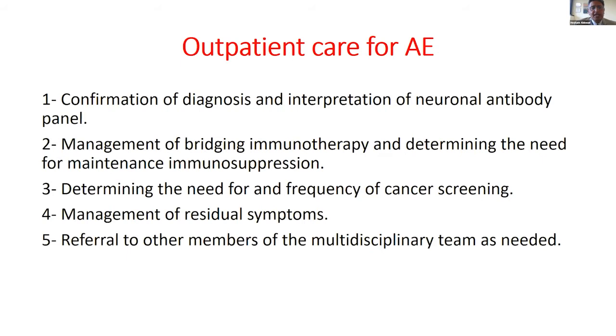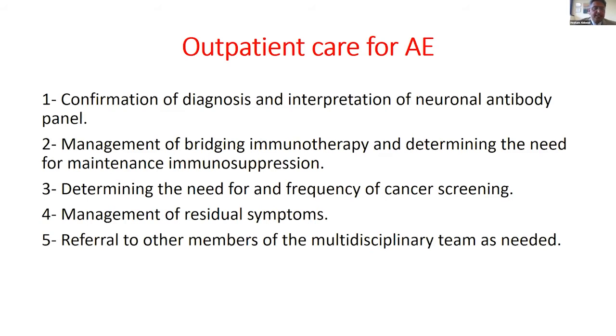The first one is confirm the diagnosis. Is the diagnosis correct? Did this patient really have autoimmune encephalitis? Look at the neuronal antibody panel. How do you interpret this? Is the positive antibody clinically relevant or not? So this is the first and most important step.